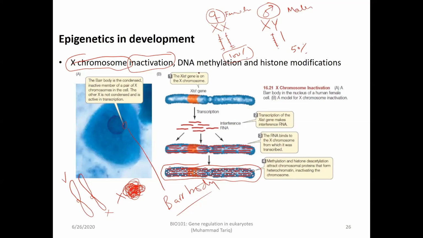And it's also random. Random means what? Let's say you are a couple of cells, females. All cells contain 2 X chromosomes.